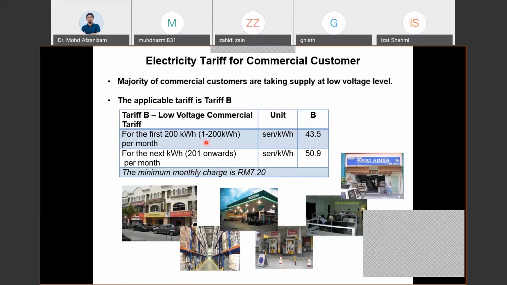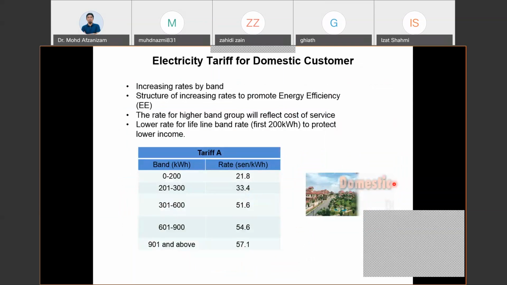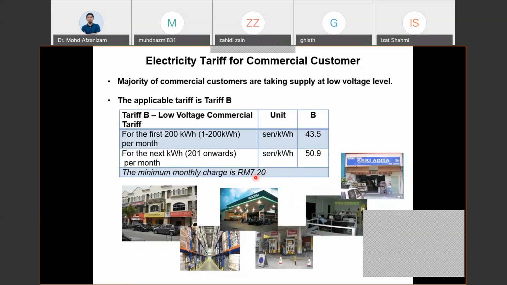Okay. So this one is much higher. If you can see, this one is 43.5 cent compared to the domestic, which started at 21 cent, almost double. And then if you are not using the shop at all during that month, there is still a cost.